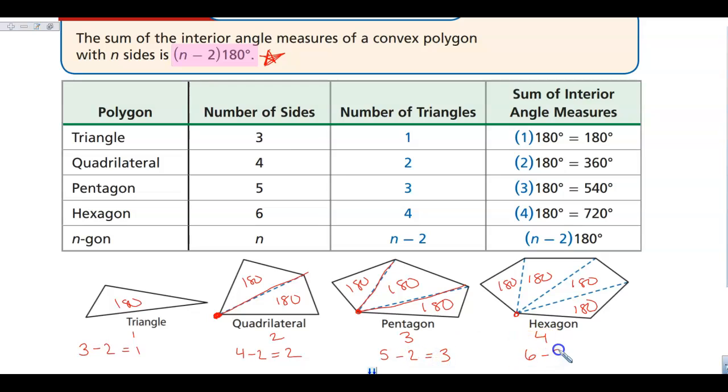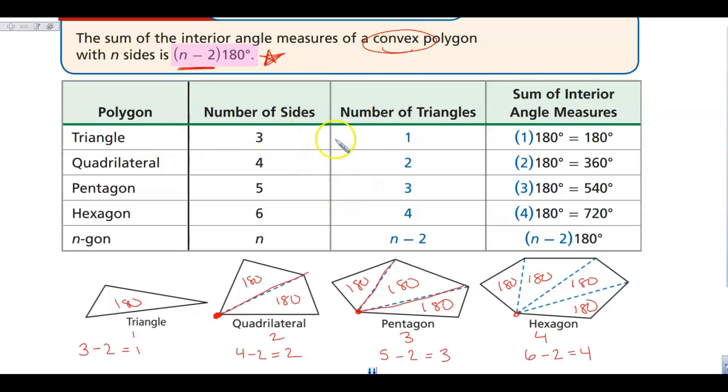If I have 6 sides and I subtract 2, I get 4. So that is where this n minus 2 comes in, because that's the number of triangles that you can divide your figure into. Okay, and then we multiply it times 180 because that's how many degrees are in each triangle. Notice that this only works for convex polygons.